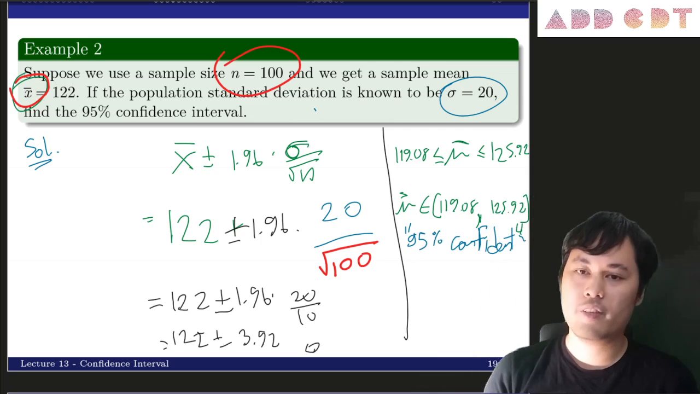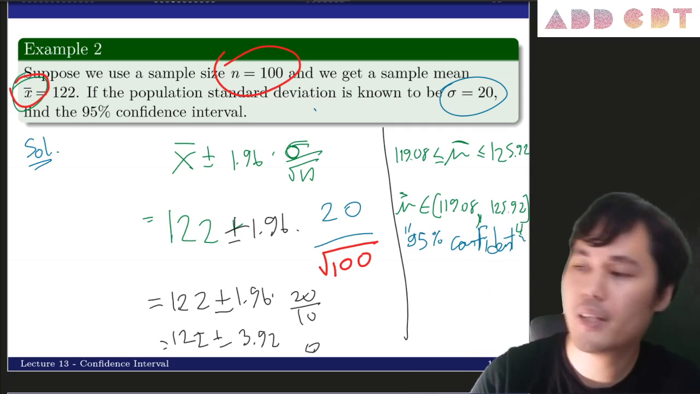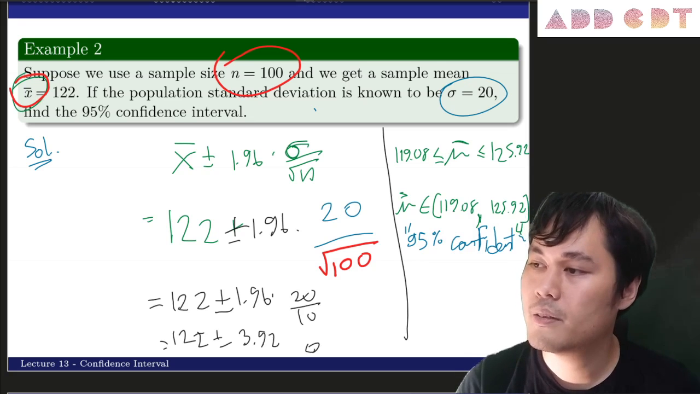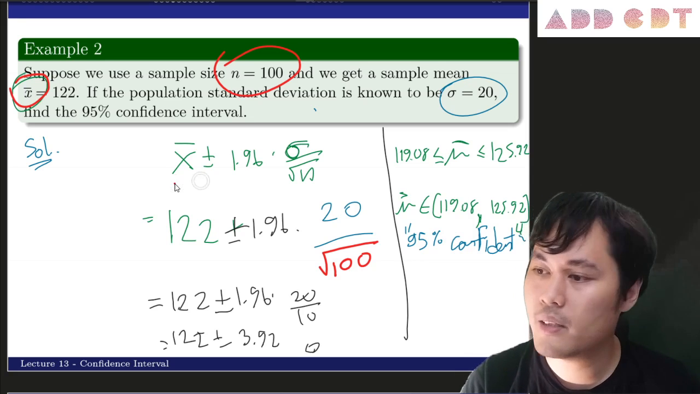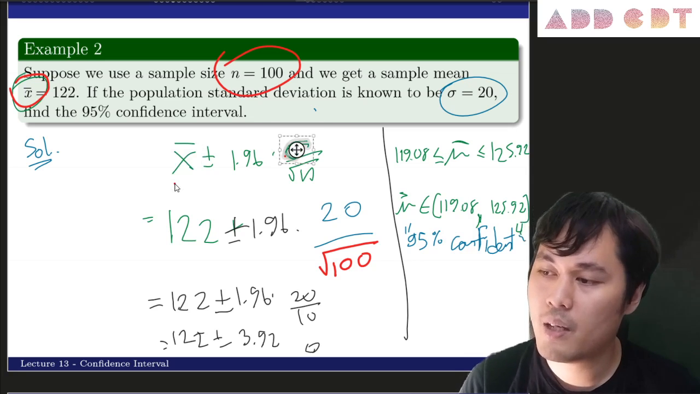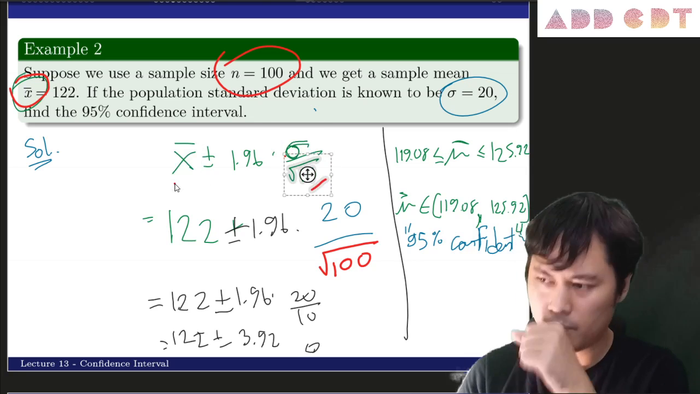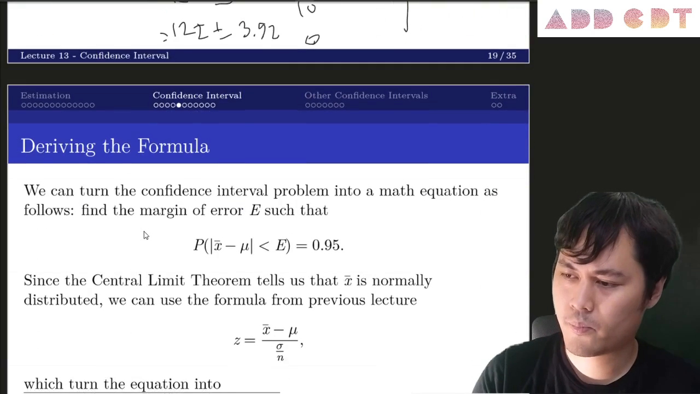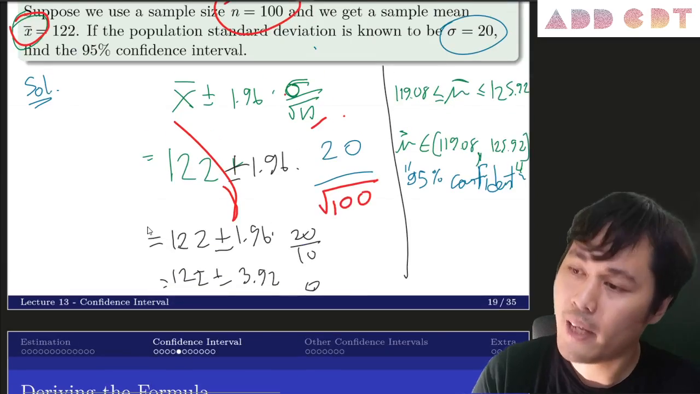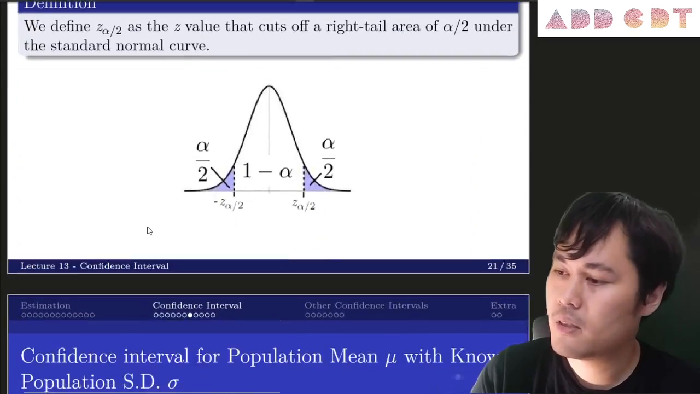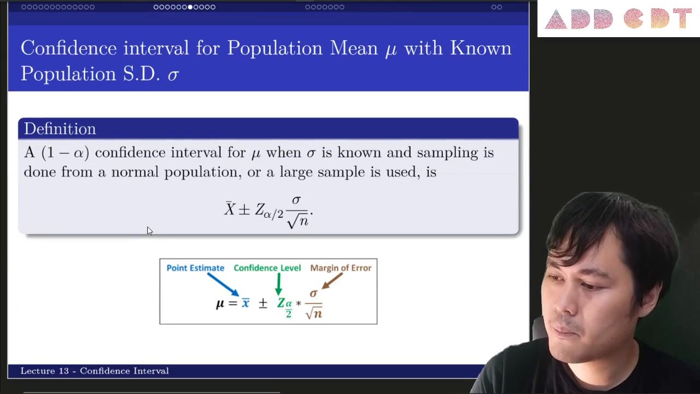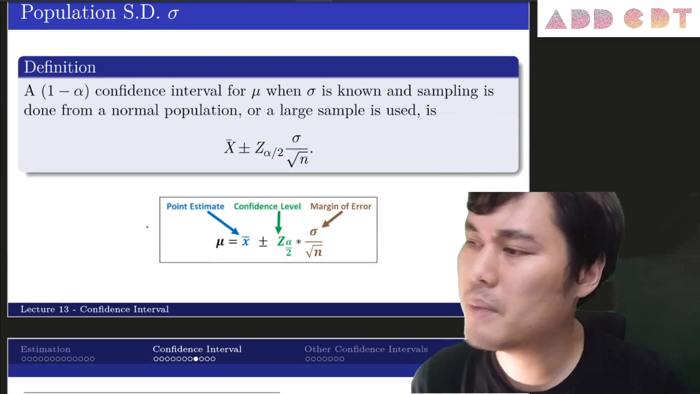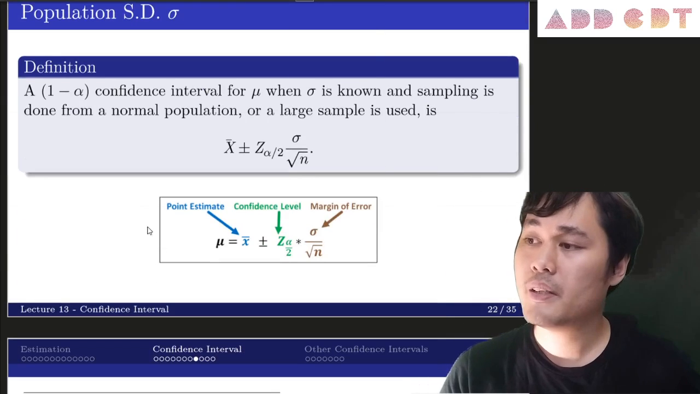Okay, 95% confident. Okay, that's the simple way to just use this formula. I just plug in x bar, plug in sigma, plug in n, and you get one single number. So how do we get that formula in the first place? What is that formula?